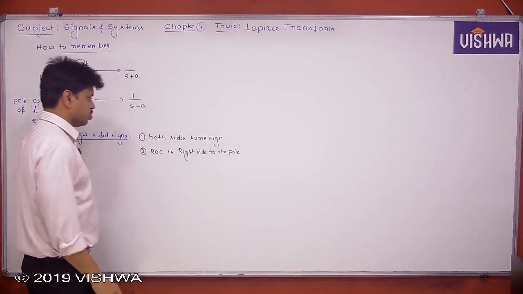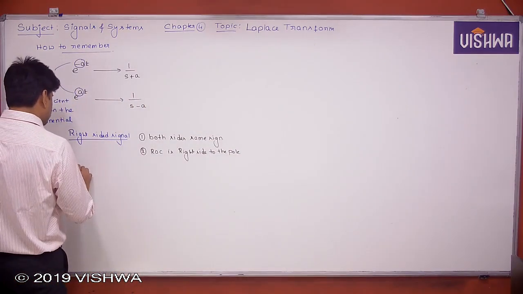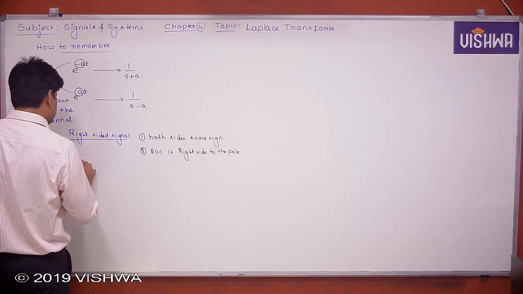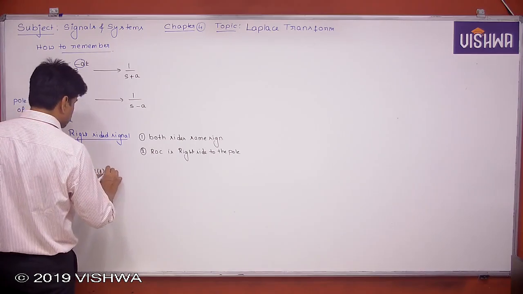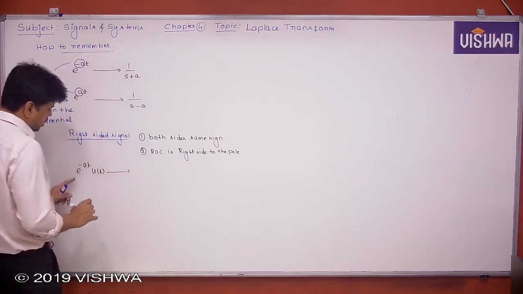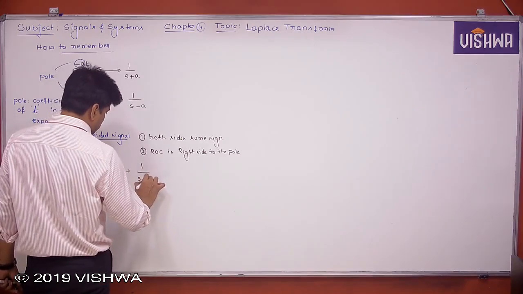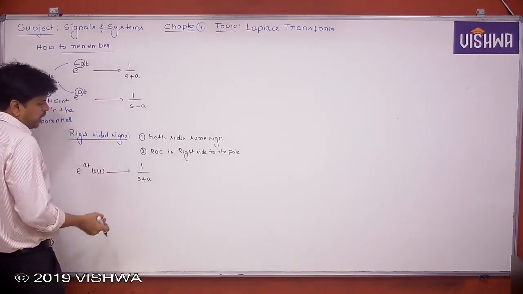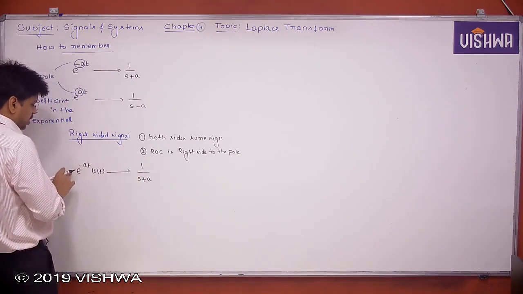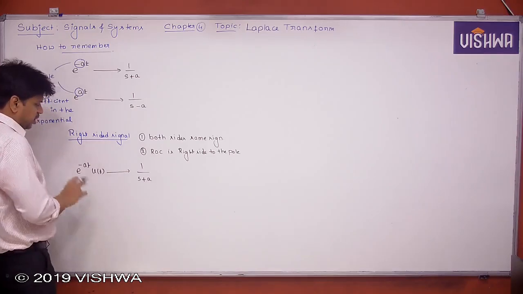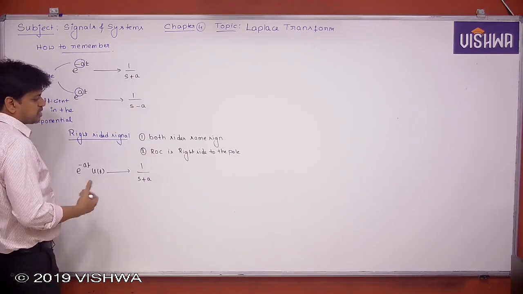Right side to the pole. What do you mean by that? Let's say e power minus at u of t. Whenever you see e power minus at, you have to write 1 by s plus a. And what do we have to say, whether we have to say plus sign or minus sign? If it is plus here, then definitely here also plus. If it is minus here, here also it is minus. That's the meaning of both sides same sign.